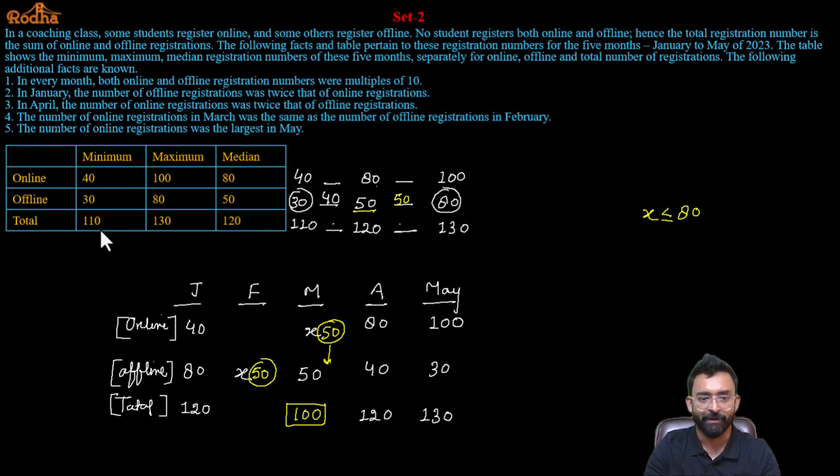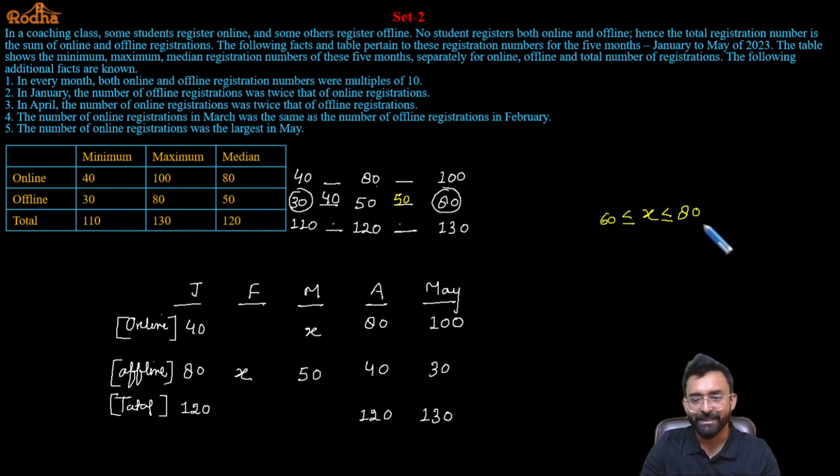ये मिनिमम वैल्यू है. This is what we have as of now. इसका मतलब जो x होगा वो 50 नहीं हो सकता, या तो वो 60 होगा या 60 से बड़ा होगा, या फिर 80 होगा और 80 से छोटा होगा. Do you agree with this? I have established it. अगर ये 80 होगा तो ये 50 होगा, ये 130 होगा. अगर ये 60 होगा तो ये 60 होगा, ये 50 होगा, ये 110 होगा.